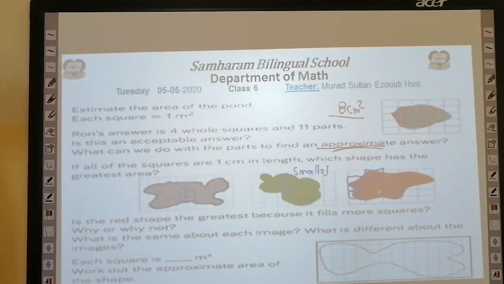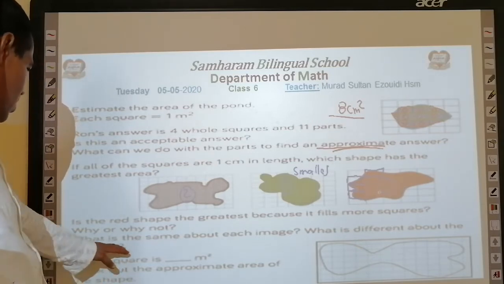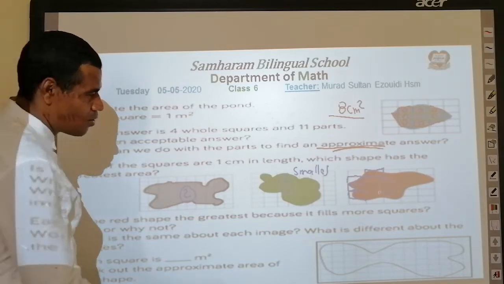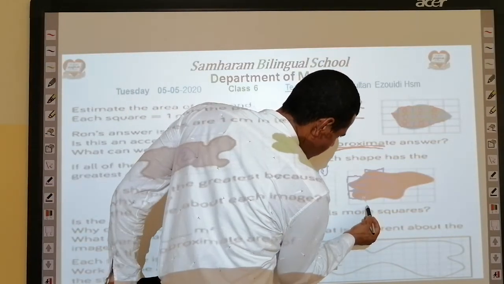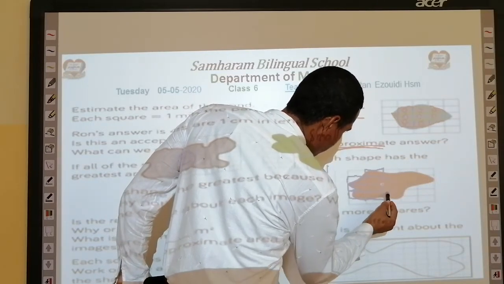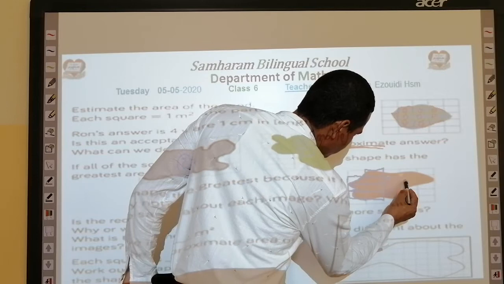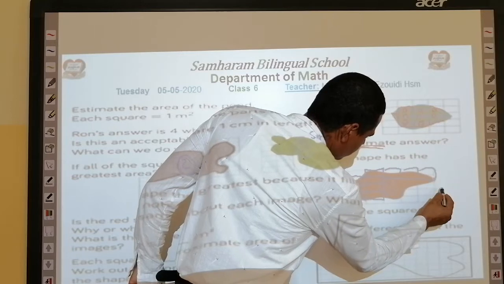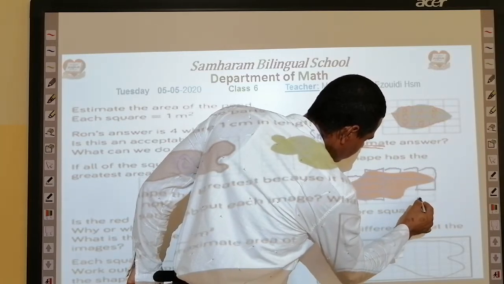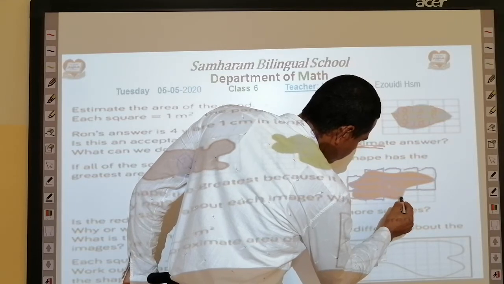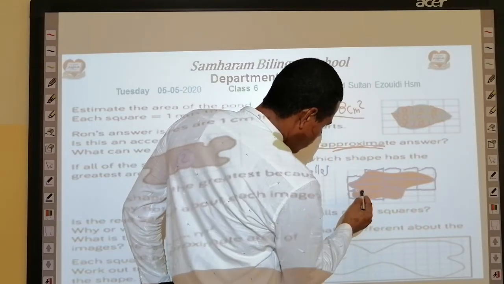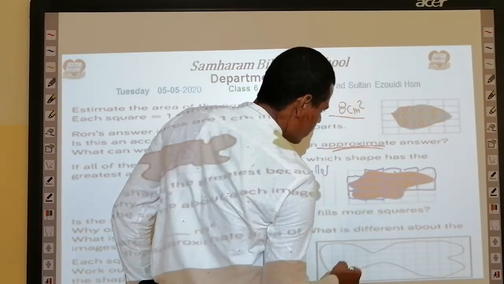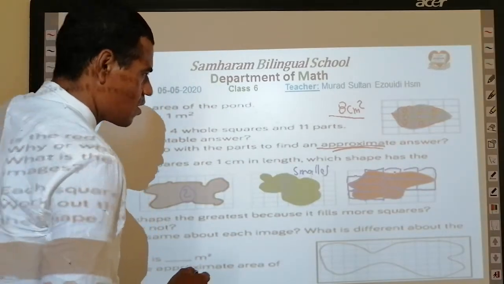Okay, each square is about what? What is the same about each image? Different about the images. So here we thought that I will count them. Okay, no problem. So this is 2, 3, 4. 1, 2, 3, 4, 5, 6, 7, 8, 9, 10, 11, 11 squares.